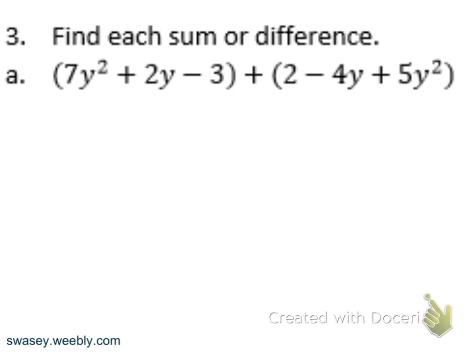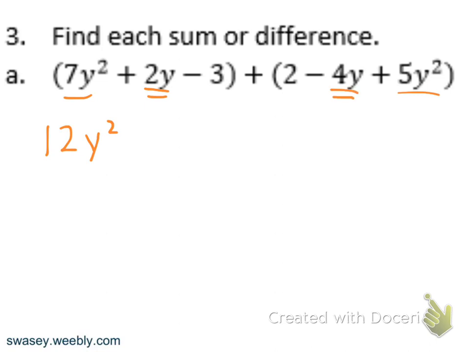All right, to find the sum or difference, we're going to add or subtract like terms. When we're adding, we'll just look for like terms and combine them. The coefficients get added together. 7 plus 5 is 12. And the variables to the exponents stay the same.